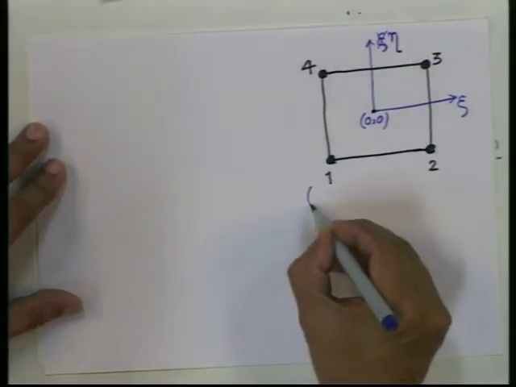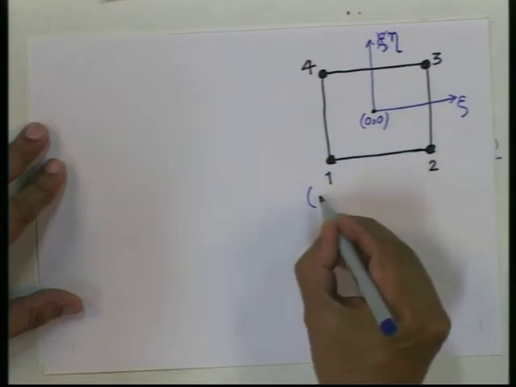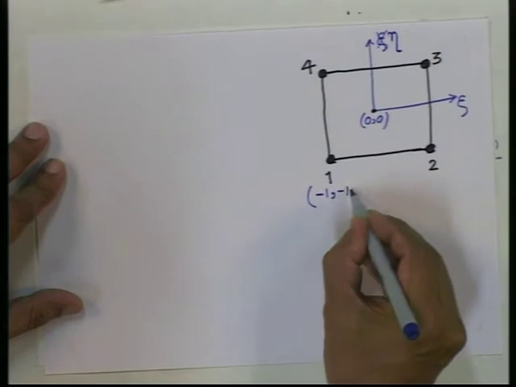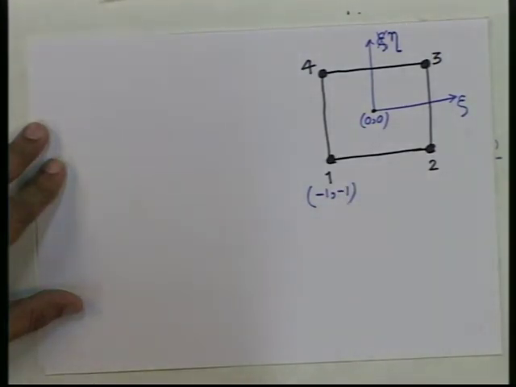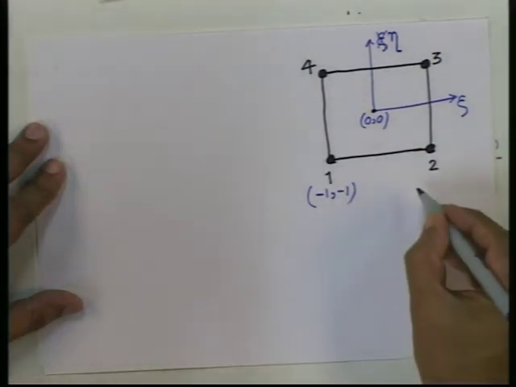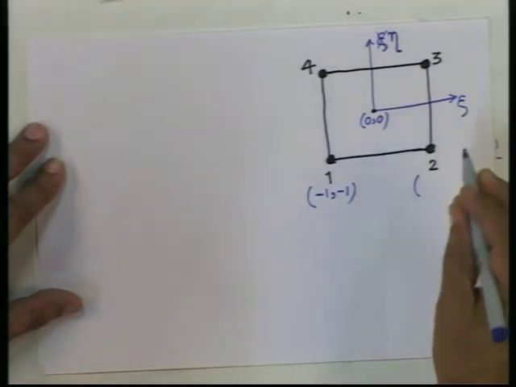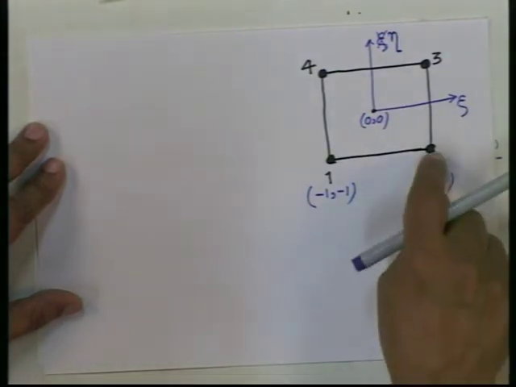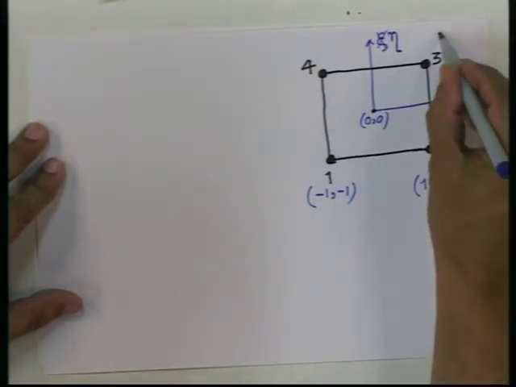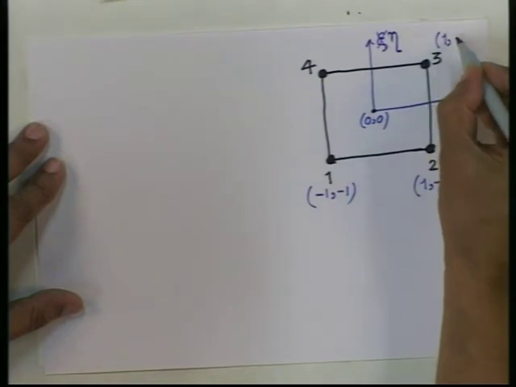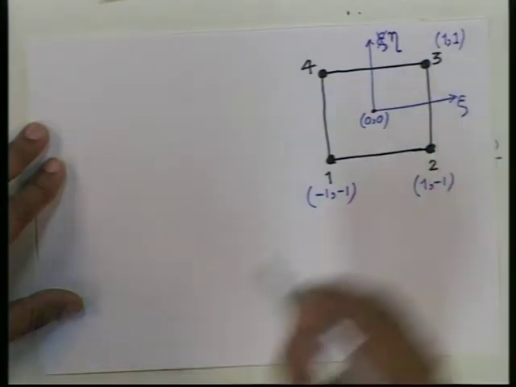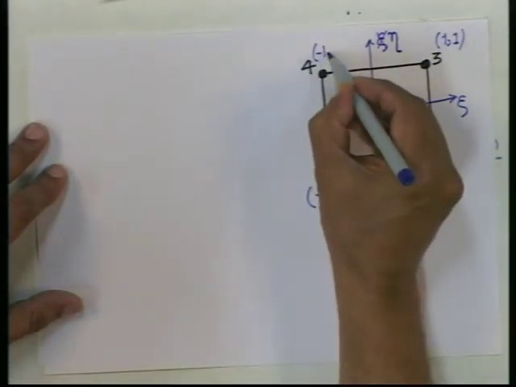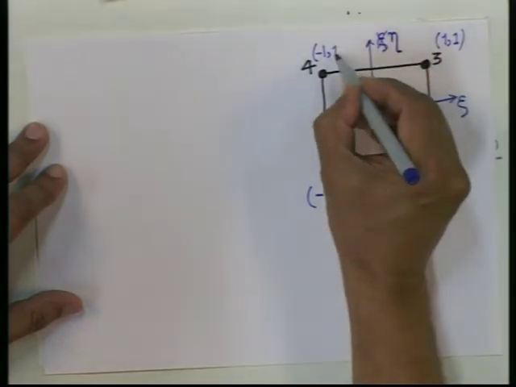Therefore, here the coordinate of this is -1, -1. Psi is -1, eta is -1. The coordinate of this is psi is 1, eta is -1. Is it okay? Coordinate of 3 is psi is unity and eta also is unity, both positive, and this one is -1 and this is positive 1.